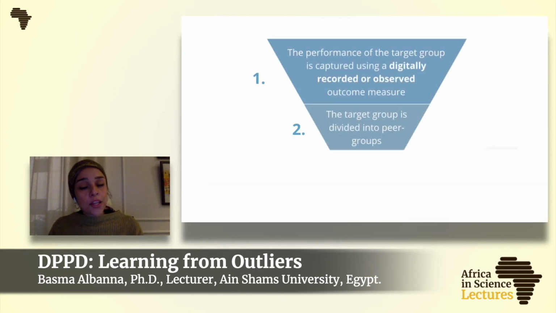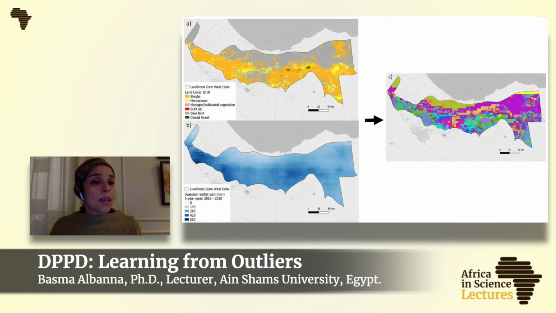The next step is to divide the target group or the population into peer groups that have very similar conditions. In the Somalia case, we used 2 main things: the land cover and the rainfall. So the peer groups are the groups here to the right, which have a similar color, and the ones with similar color have very similar livelihoods and very similar rainfall or precipitation conditions and patterns.